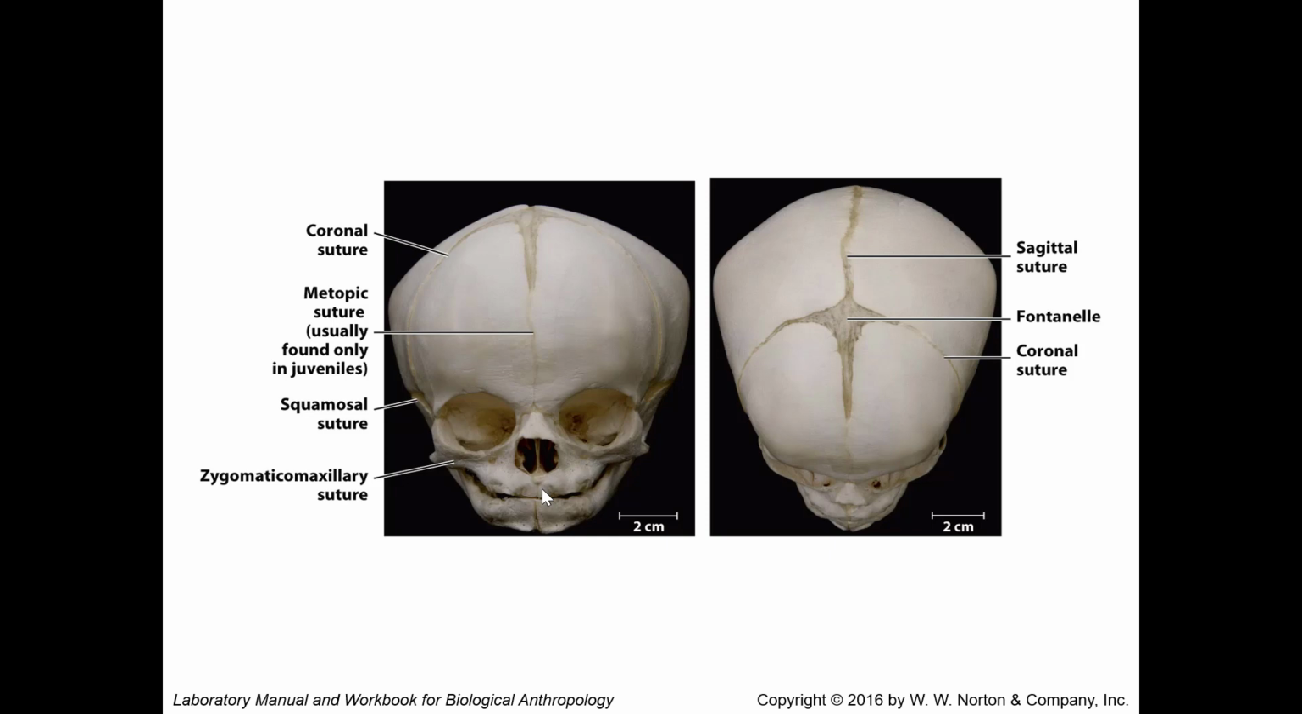Then you've got your squamosal suture, which is right over here. You can't really see it very well in this either. But it is the suture between the temporal and the parietal bones. Right, so remember you had that squamosal part on your parietals, and so that is where the squamosal suture is at.